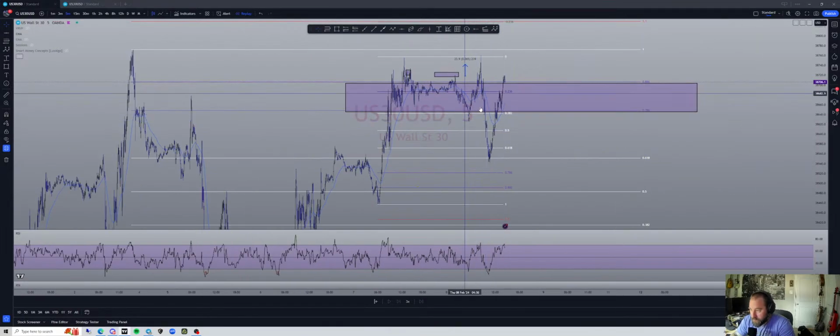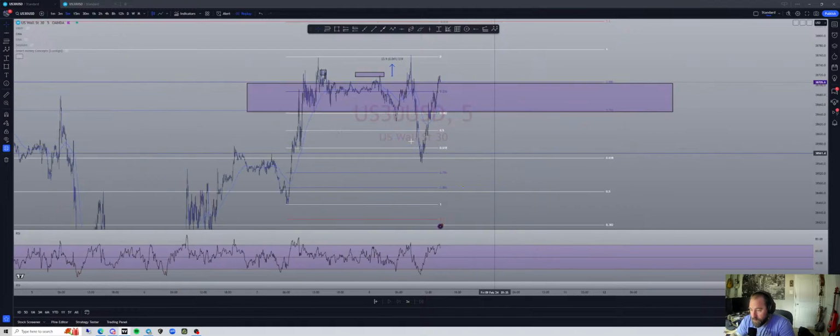So really what it did is just came down and rejected the 618 on a higher time frame and then pushed back up. This is another reason why it's important to stack these fibs, because eventually you'll see a lot of these fibs will start to stack on top of each other.